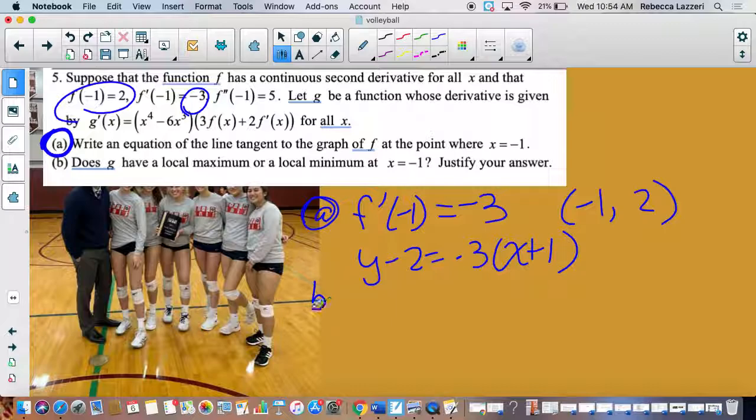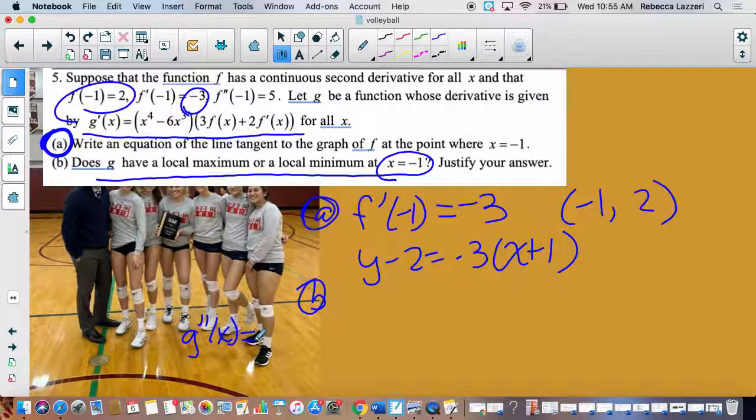All right, then B just takes confidence. They gave me g prime of x, and they said, does it have a local maximum or minimum at x equals -1? Justify your answer. Well, I decided to do the second derivative test here. I don't even know if I could do the first derivative plus minus chart, even though they handed me the first derivative. So have some confidence. That's why I tell y'all to be very literal. We should write it on the board every day I walk in here.